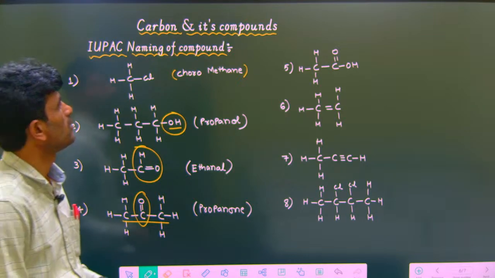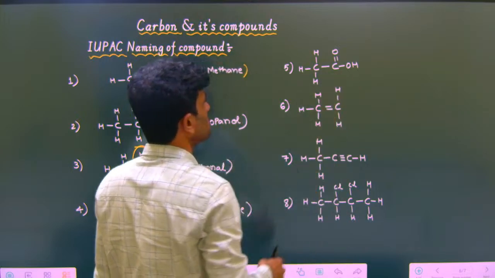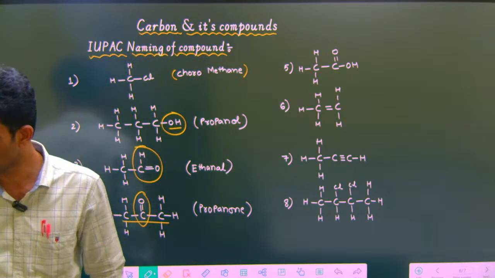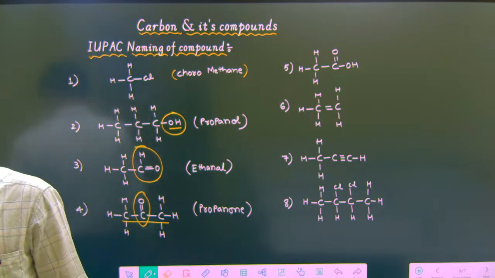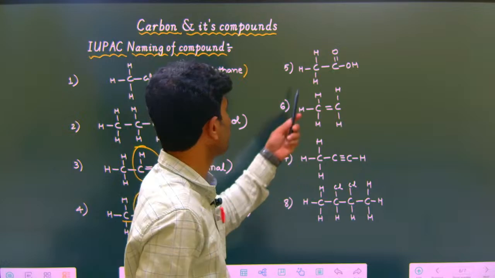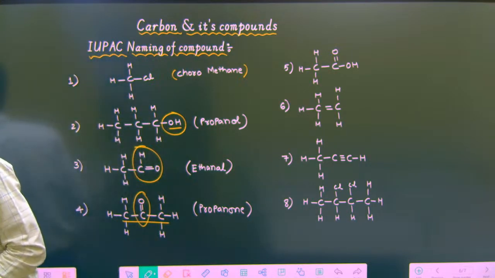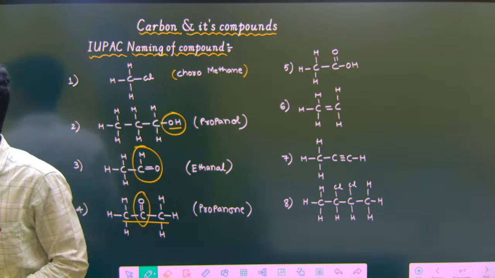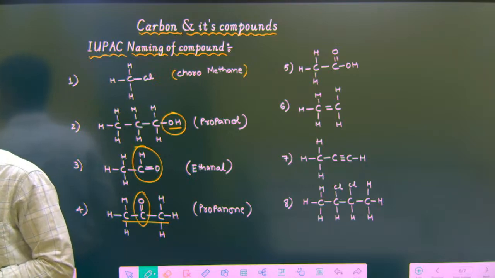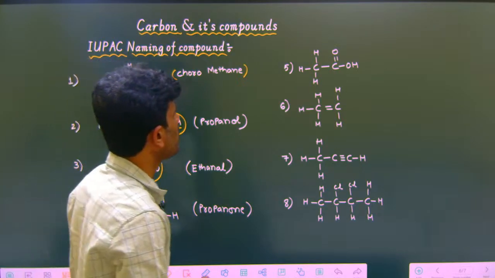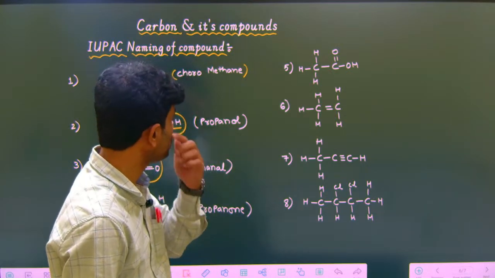Now coming to this, can you answer what functional group is involved in the 5th one? What is the functional group in the 5th one? Correct? The functional group is carboxylic acid. Carboxylic acid. The functional group is carboxylic acid.